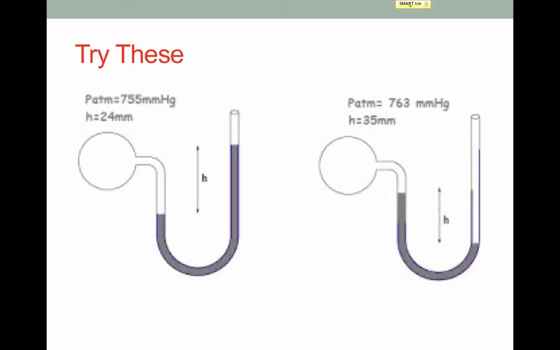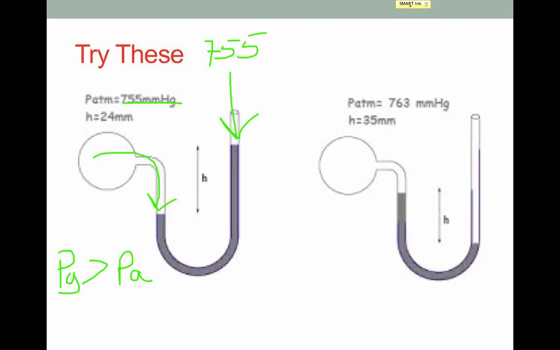Let's practice determining the pressure of a gas in a closed container. Take number 1. Here we see that the atmosphere is pressing down 755 millimeters of mercury. The gas in the tube, however, must be pushing down harder than that because it's caused the mercury to rise further up the tube. Therefore, we know that the gas pressure will be greater than the atmospheric pressure. How much greater? The difference is going to be the value of H, the height difference between the mercury on the atmosphere side and the mercury on the gas side. So here we know that the atmospheric pressure was 755 and the height is 24. Add these together and we get 779 millimeters of mercury.